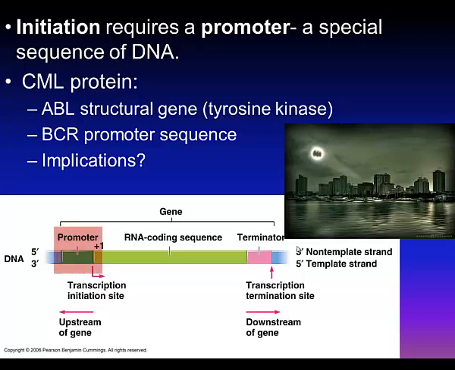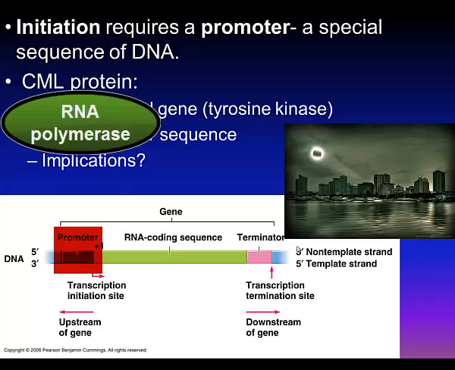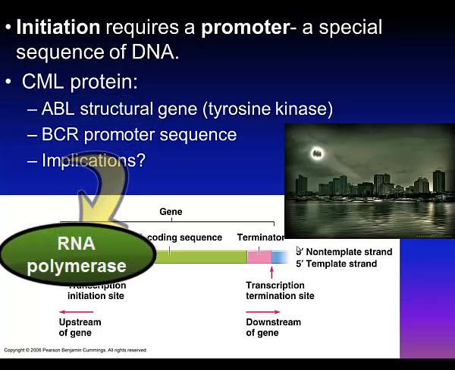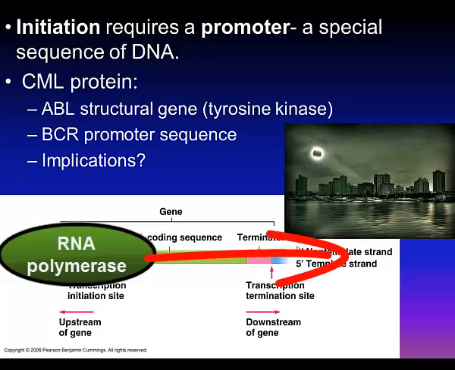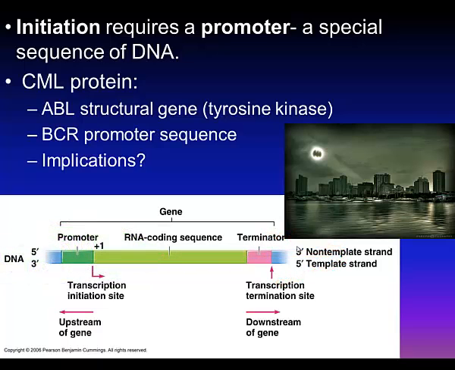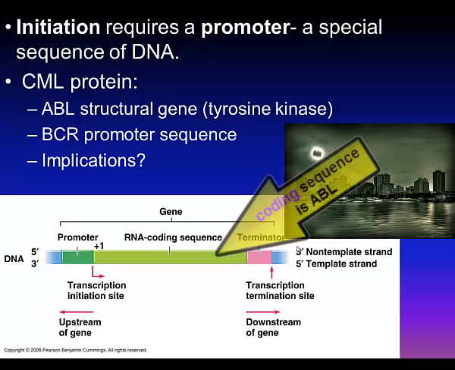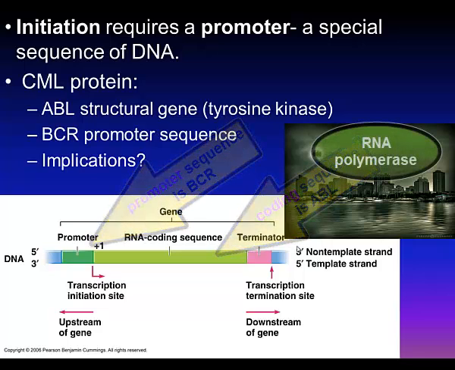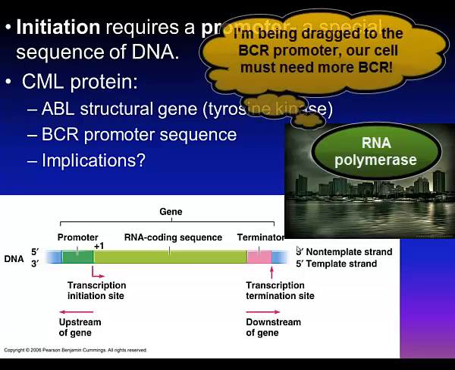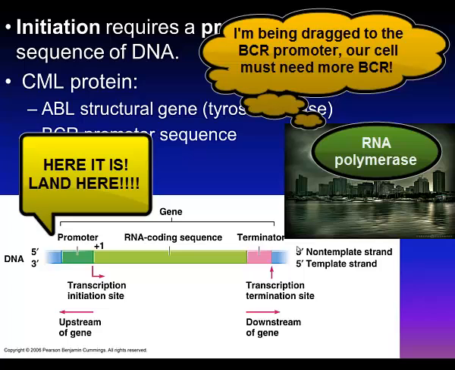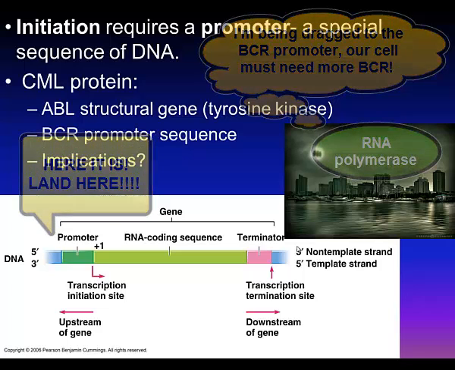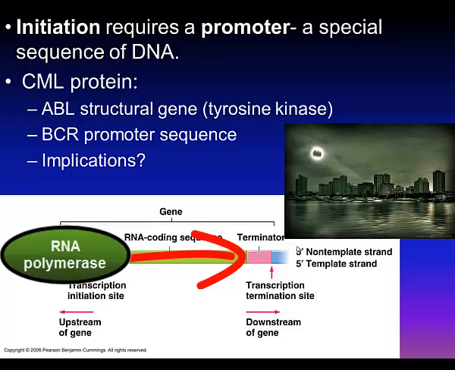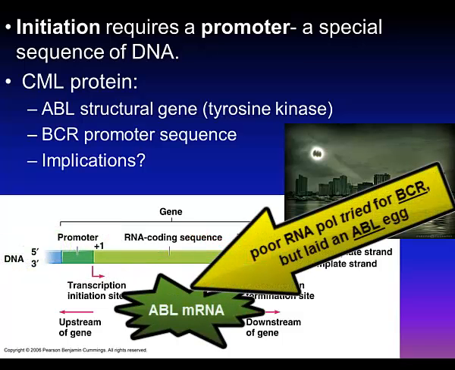Initiation requires a promoter, a special sequence of nucleotides that act as a bat signal and a landing strip for the RNA polymerase to come, land, recognize that there's a gene there, and initiate transcription. So the interesting thing about the CML protein, this fusion protein, is that, remember, we have the ABL structural gene translocated and transplanted behind the BCR promoter sequence. So think about the implications of that. The bat signal is essentially going to be saying, here's a BCR protein, but when the RNA polymerase comes and transcribes the gene based off of that bat signal, it's actually going to be producing the wrong protein or a different protein.